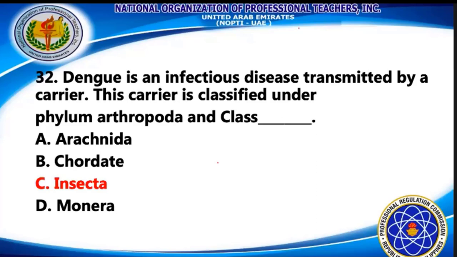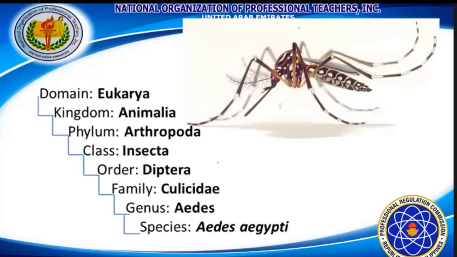Ano ang pangalan ulit nung mosquito na yon? Aedes aegypti. Aedes aegypti, yun yung mosquito na nagdadala ng dengue. Okay? So, eto. From kingdom Animalia, kasi animals naman sila, phylum arthropods, class insecta. Okay? So, ang pangalan niya, Aedes aegypti. So, hindi naman kailangan i-memorize, sinasabi ko before, yung mga phylum, basta alam niyo lang yung kingdom animals.